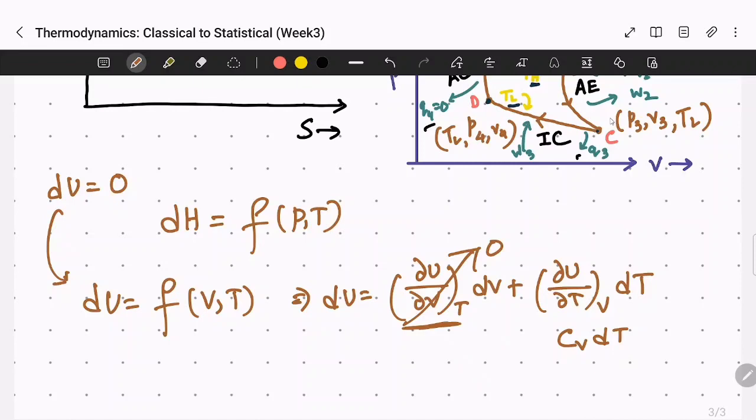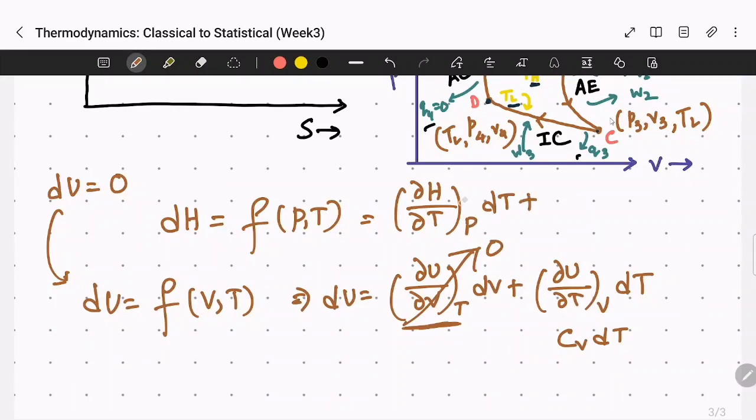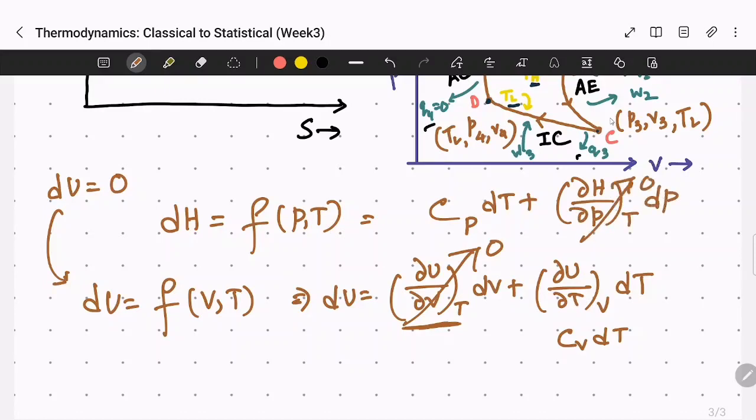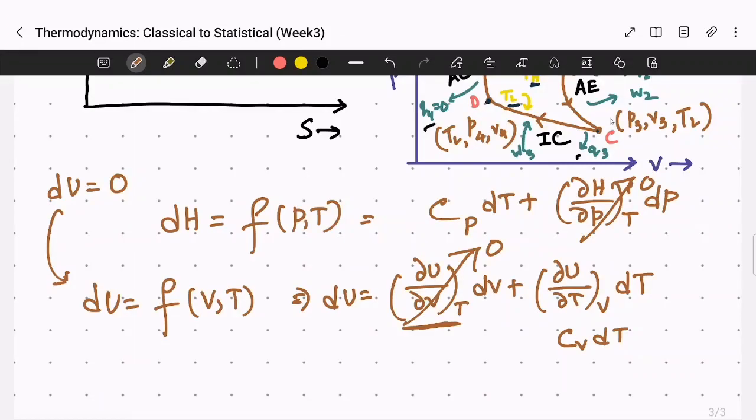When the temperature is constant, you can change volume, you can change pressure, anything you can change, but the change in internal energy will be 0. Similarly, for dH you can write (del H del T at constant P) dT, which is basically Cp, so it's CpdT, and (del H del P at constant T) dP. This is also 0. So here also, when temperature is constant, you can change pressure, but the change in enthalpy will also be 0. So dH will also be 0.